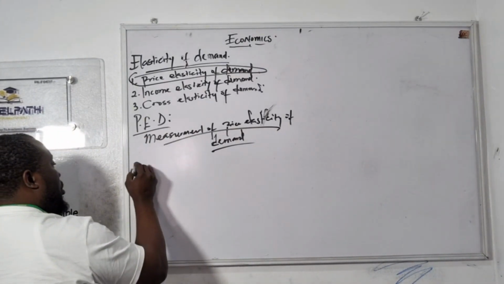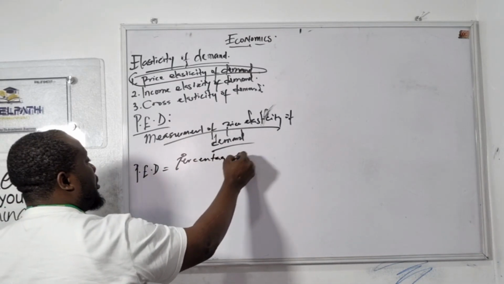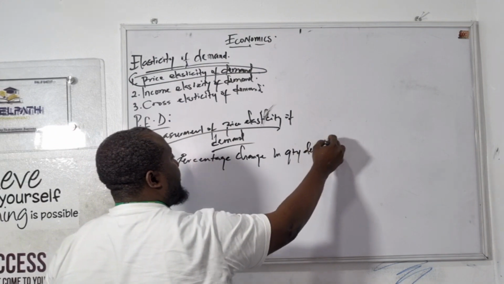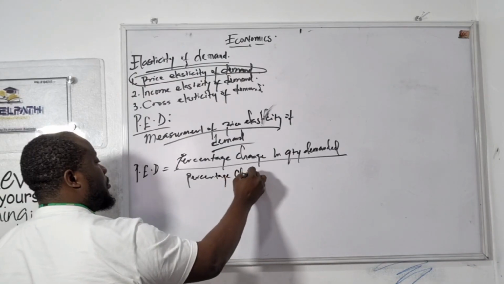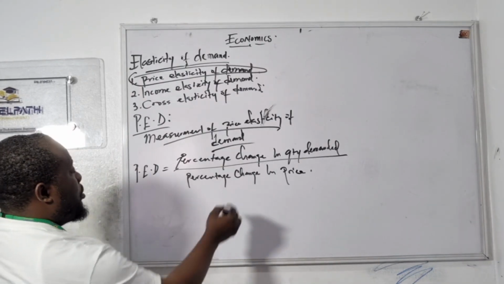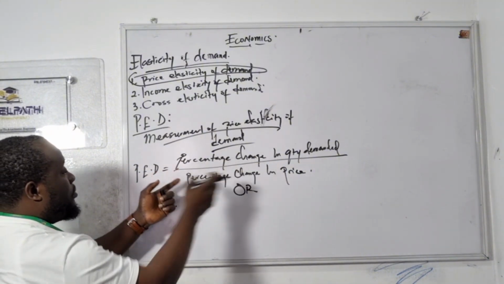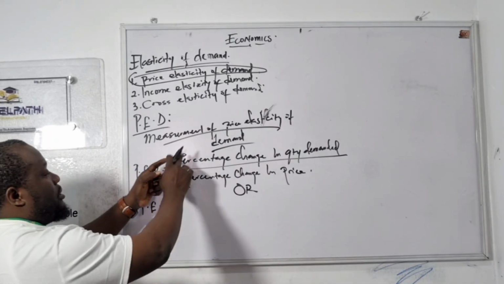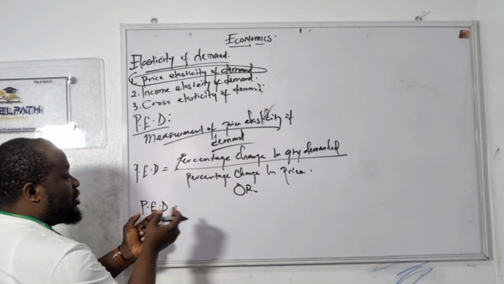So, take note, your price elasticity of demand is equal to percentage change in quantity demanded divided by percentage change in what? In price. Now, you can either see this full form of the formula in your options when you're asked to identify the formula for calculating price elasticity of demand, or you see the shortened form.